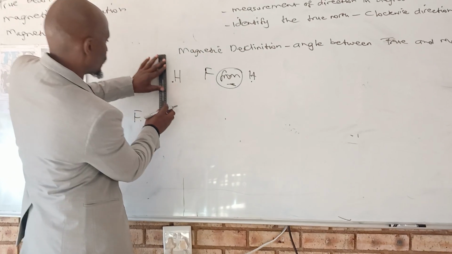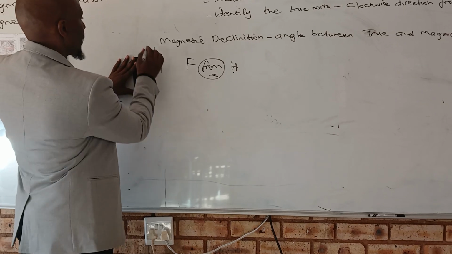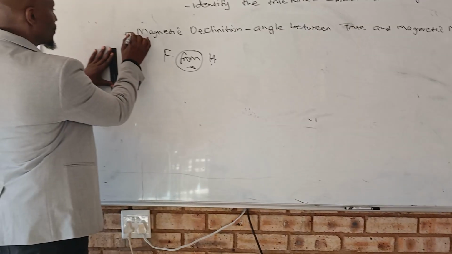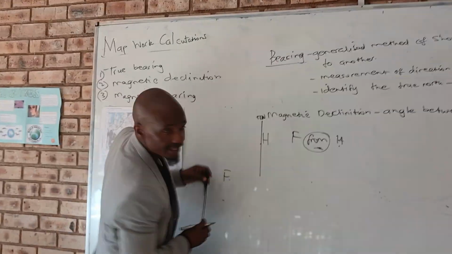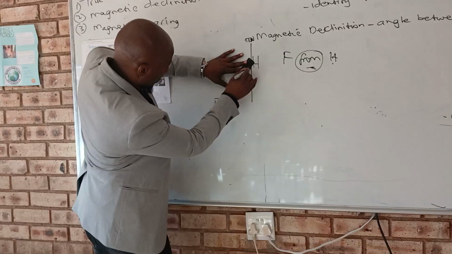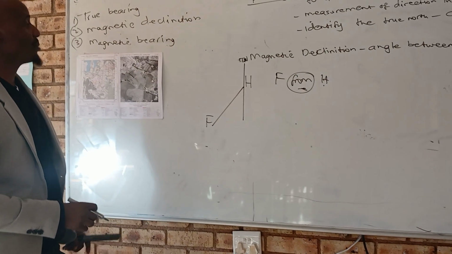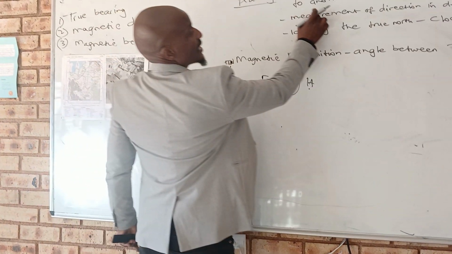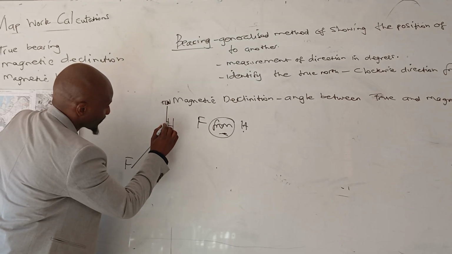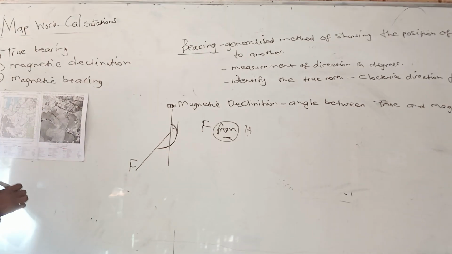So what you do, you're going to draw a straight perpendicular line like this. You identify your true north. Then after that, you join the 2 points, that is your H and your F. So what the question is asking you to do is to calculate the true bearing, that is the measurement in direction of degrees in a clockwise direction, which means you are measuring from here up to there. That is the true bearing that you are measuring.